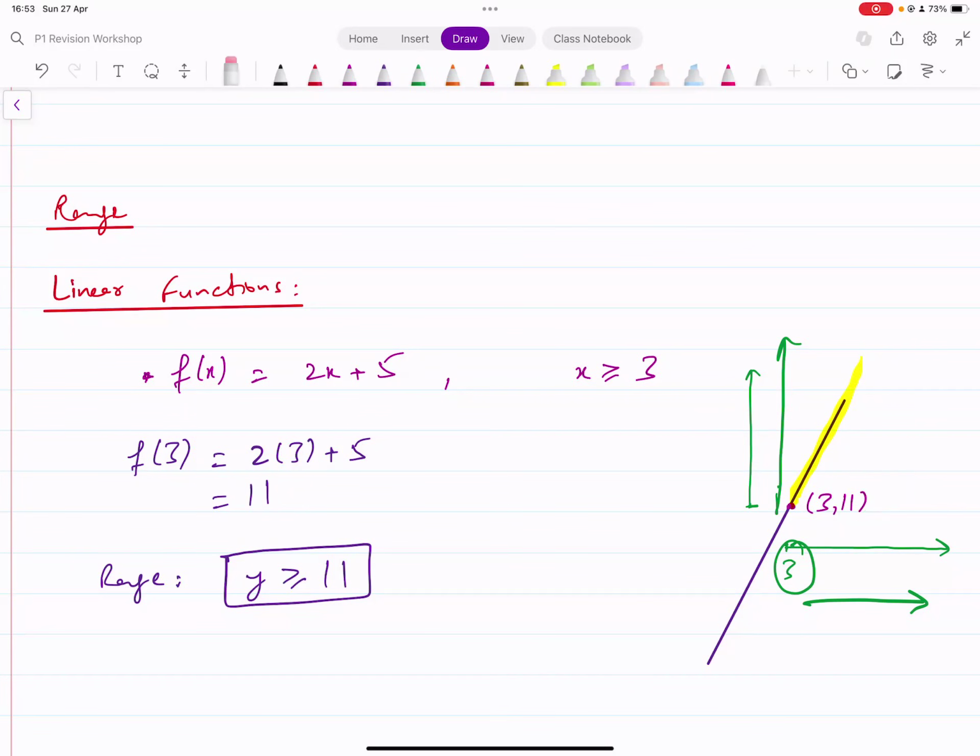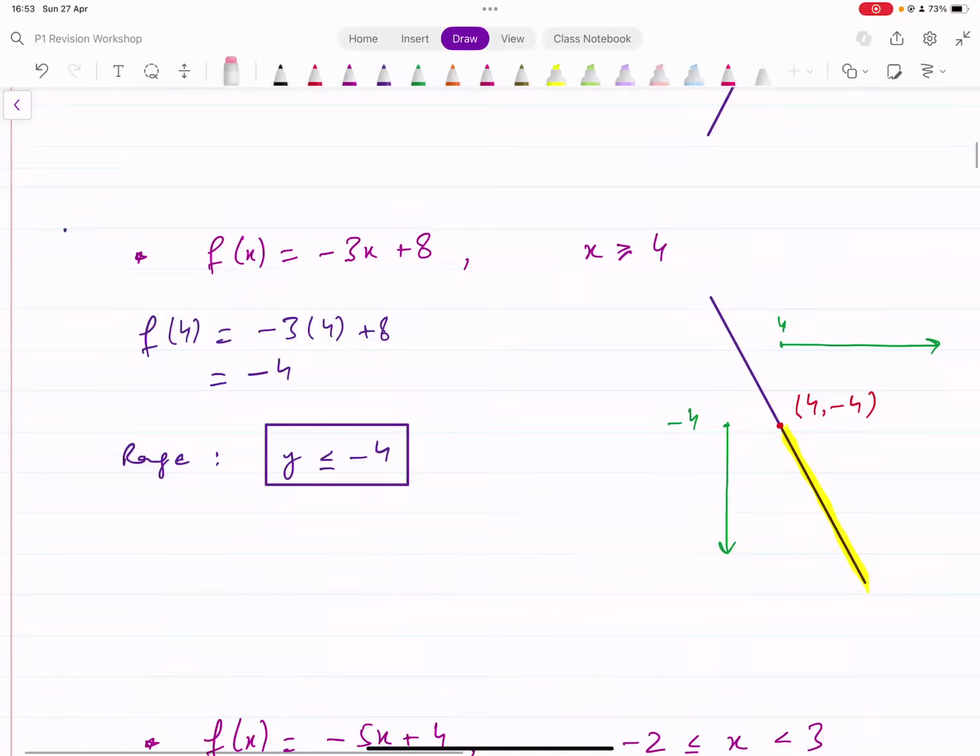Now, you might think that it was not really necessary to draw the graph here because we got the value for y, that was 11, and the range turned out to be y greater than or equal to 11. Because this was a greater than sign and this was a greater than sign, we could just put that greater than sign without drawing the graph. But that's not going to work every single time. Why is that? Because think about this example.